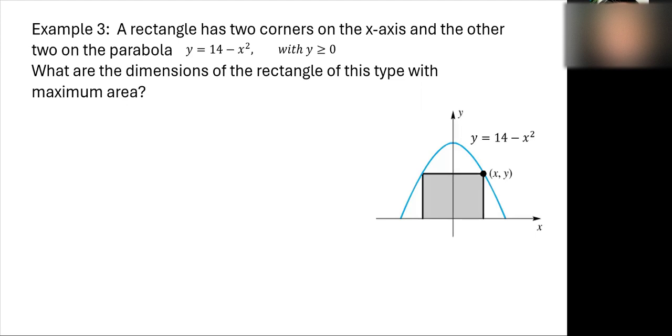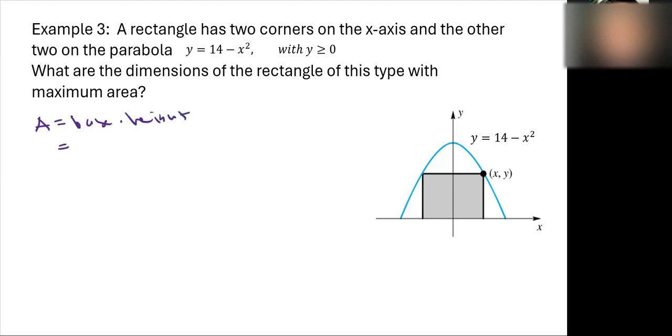Okay, so let's look at our last problem here. We have a rectangle that has 2 corners on the x-axis and the other 2 on the parabola y equals 14 minus x squared with y is greater than or equal to 0. What are the dimensions of the rectangle of this type with maximum area? Okay, so again, the first thing we need to write down is the area for this rectangle. So that's going to be, so again, base times the height.